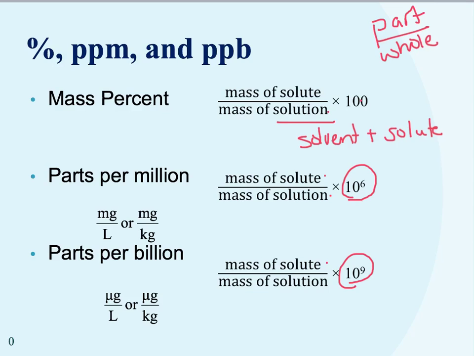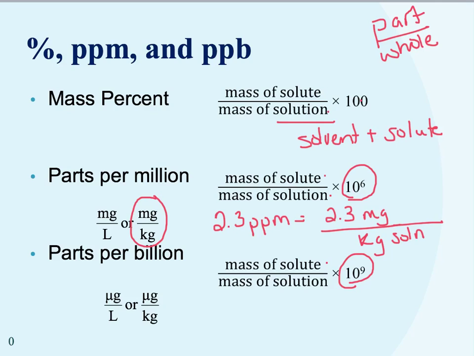Another way to write parts per million, if we're looking at it by mass, is to rewrite it as milligrams per kilogram. So if I had something that was 2.3 ppm, I could also write that as 2.3 milligrams per kilogram of solution, and my milligram is there as my solute. So it's just a shorter way to get to the relationship between them if you're using this as a conversion factor.